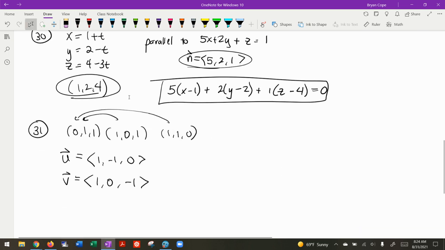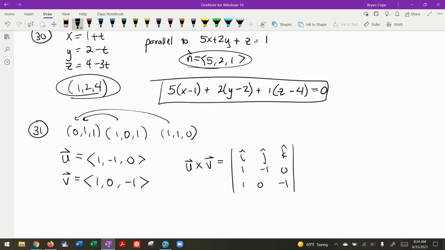We'll take the cross product of those two, so u cross v. Remember, you can do v cross u if you want. It doesn't matter. We're just interested in the general direction of the vector, not whether it's pointing up or down. So i vector times 1, minus j vector times negative 1, plus k vector times 0 minus negative 1, or 1. So we've got 1, 1, 1.